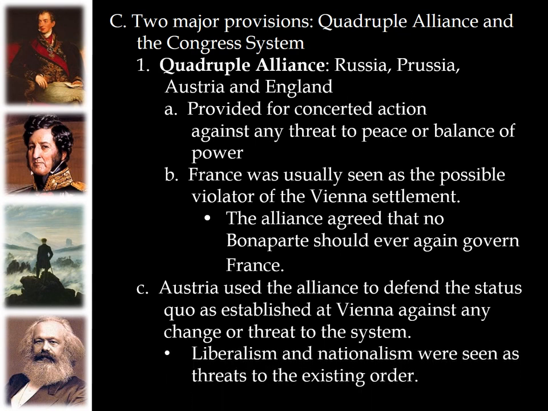And liberalism and nationalism were now seen as threats to the existing order. Now remember, Metternich is the primary architect. He's a staunch conservative. He believes that liberalism and nationalism are dangerous. This is largely because he is from Austria, where liberalism and nationalism could cause the Austrian Empire, that is multi-ethnic in nature, to unravel if they settled in.